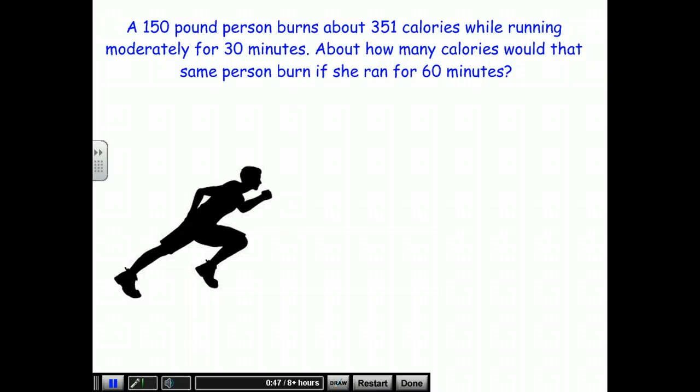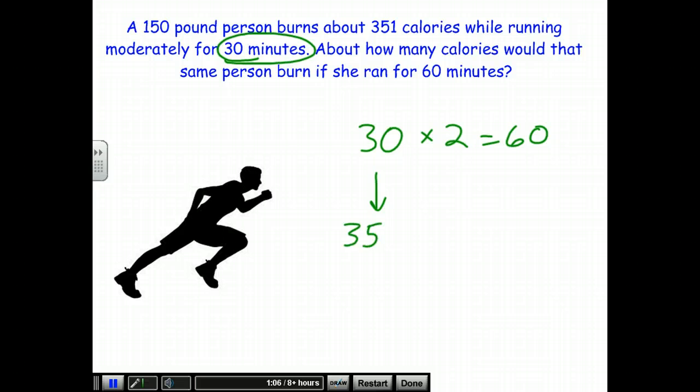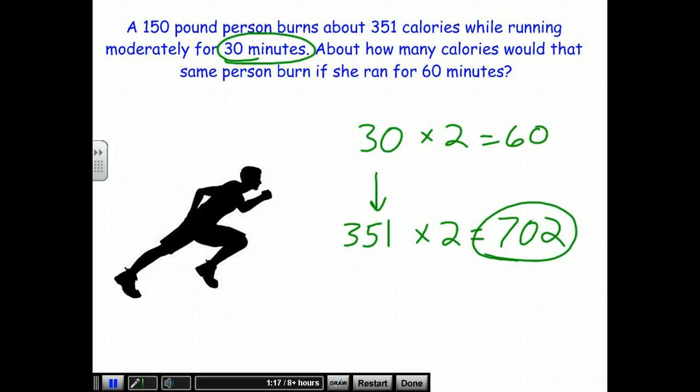So for this particular example, it's not entirely difficult to see. If a person burns 351 calories in 30 minutes, then we only need to multiply that 30 by 2, and we get 60 minutes. So by corollary, we can take the number of calories that she burns, which is 351, multiply that by 2 also, and end up with 702 calories. And that's the answer we're looking for here. But that is only because we have something as simple as running for 60 minutes, which is twice 30.